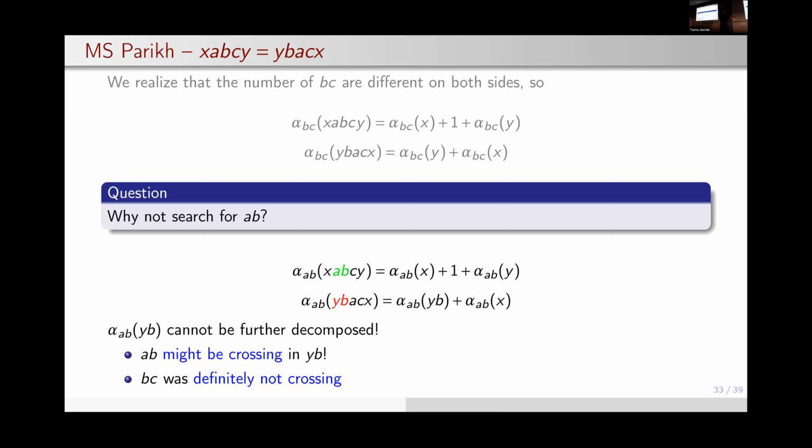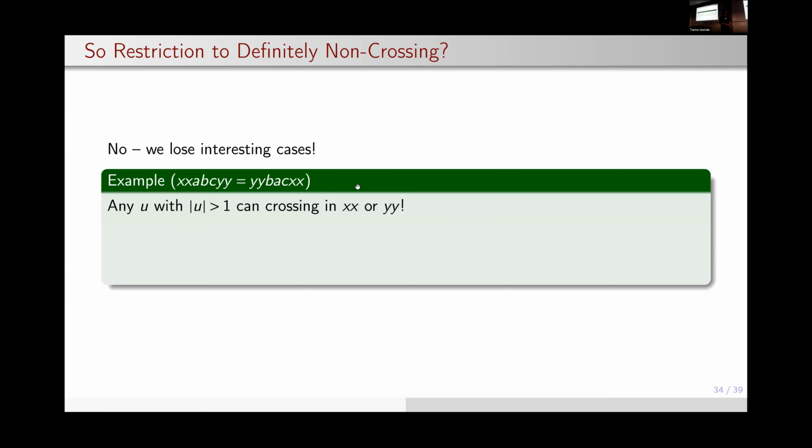Well, putting it into string-solving terms, AB might be crossing in YB because there's a partial occurrence of this AB inside of the Y, but it's not fully in Y. Whereas BC is definitely not crossing there. There was no crossing in terms here. There cannot be a BC between YB here or CX here. The rule definitely is not crossing, so this would be fine.